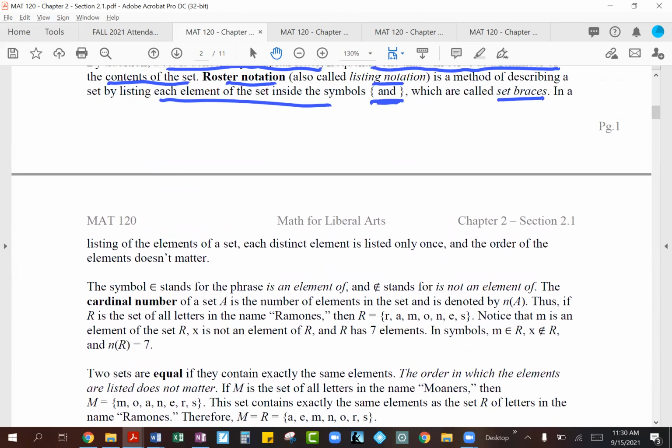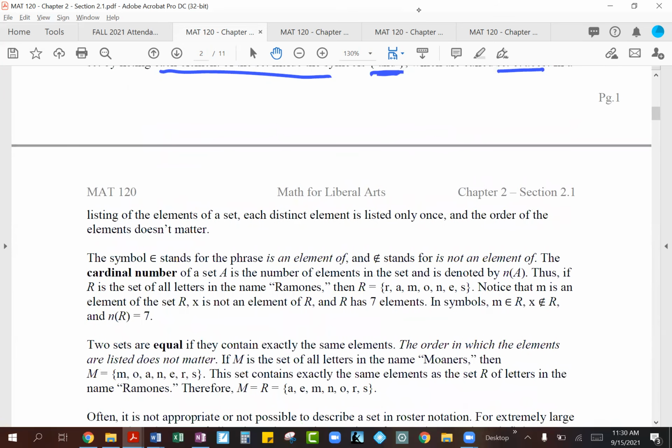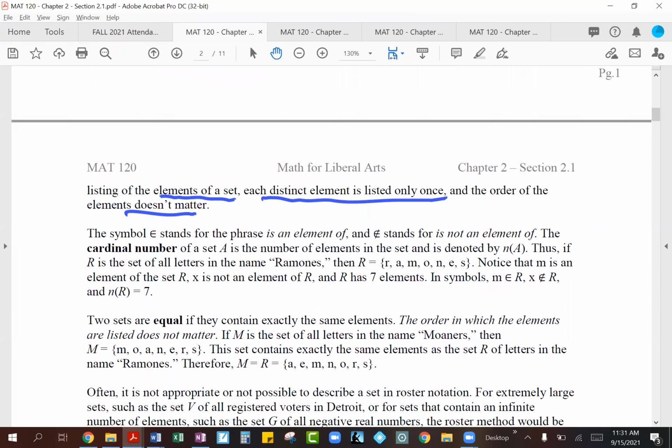Here's another thing that would probably be helpful. Just remember that when you are listing your elements in a set, you don't have to list repetition. Each distinct element is only listed once. And honestly, the order is not important. We're just used to putting things in order, but to put them in set notation or roster notation, you don't have to put them in order, but just remember each element only needs to be listed once. So if there's a repetition, you don't have to write it multiple times.